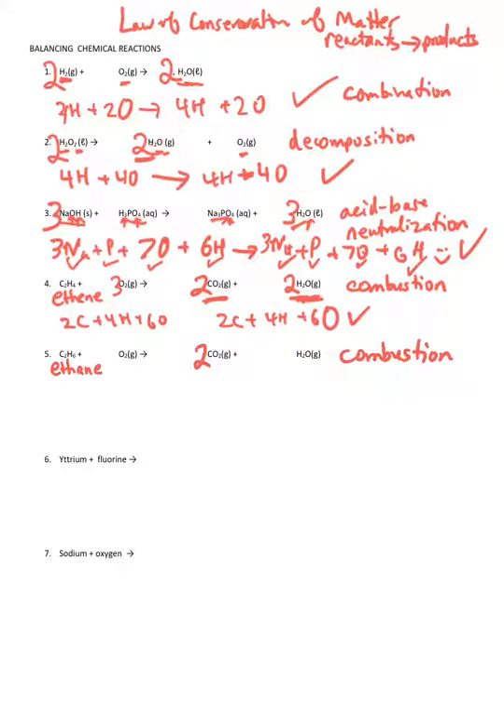I have 6 hydrogens from ethane on the reactant side on the left. Water has 2. So to get to 6, we'll put a 3 in front of that. Now the hydrogens are balanced. Now we need to balance the oxygens. I've got 2 oxygens on the reactant side on the left. From carbon dioxide, 2 times 2 is 4, plus 3 from the water. I got 7 oxygens on the product side at the moment.